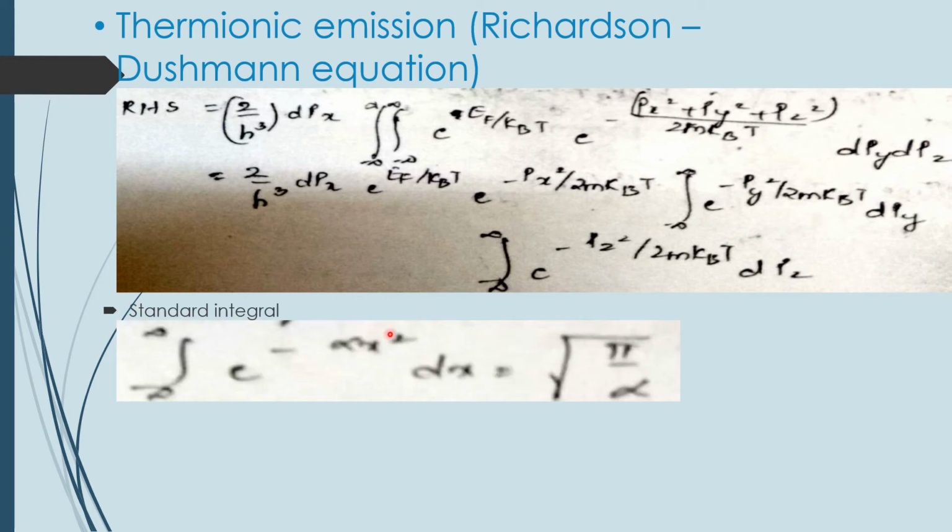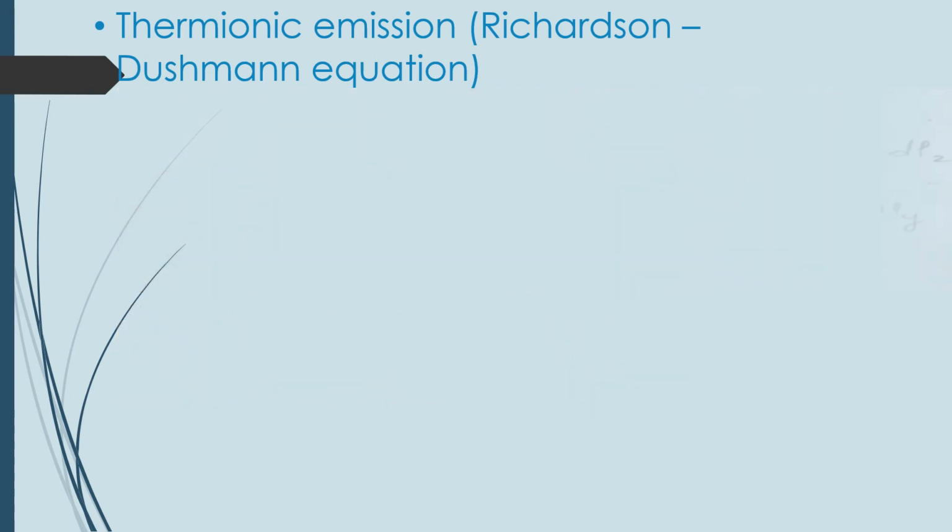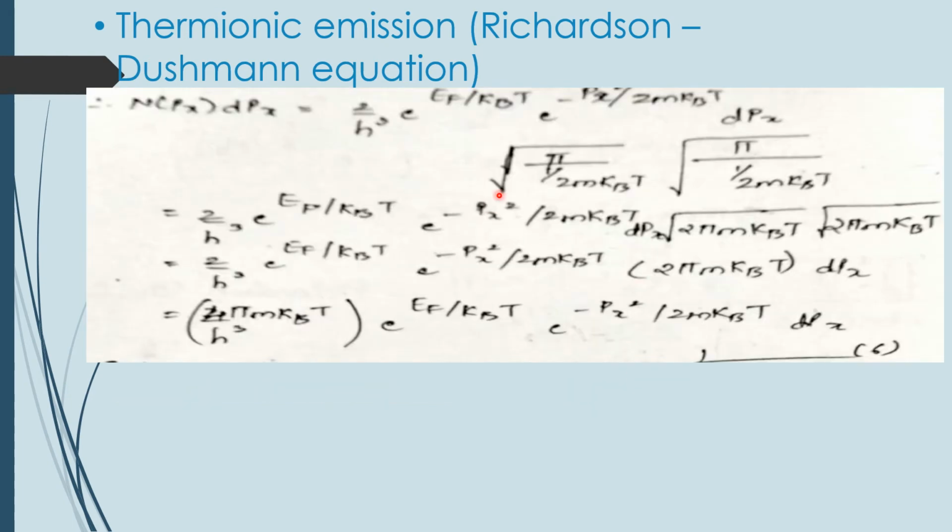So we'll use the standard integral, integration of e raised to minus alpha x square dx with the limits minus infinity to infinity is square root of pi by alpha. So you get this as square root of pi by 1 by 2m kt into square root of pi by 1 by 2m kt. 2m kt can be taken in the numerator, so this will be square root of 2 pi m kt into square root of 2 pi m kt. So multiplying both, we get 2 pi m kt.